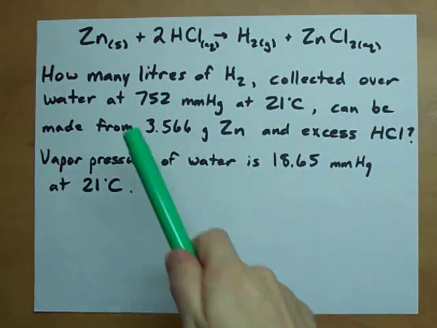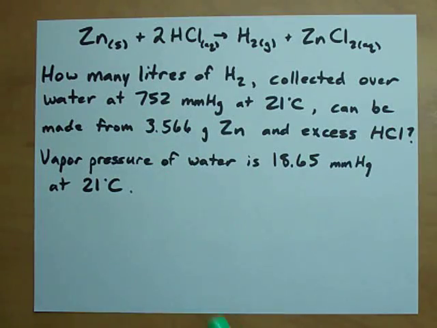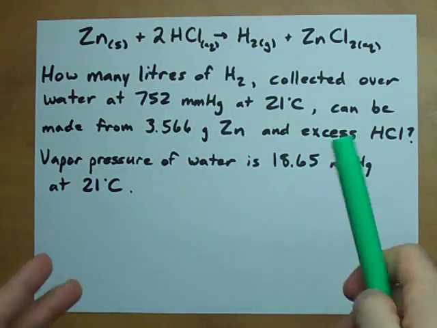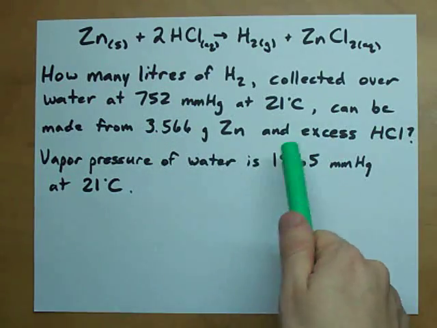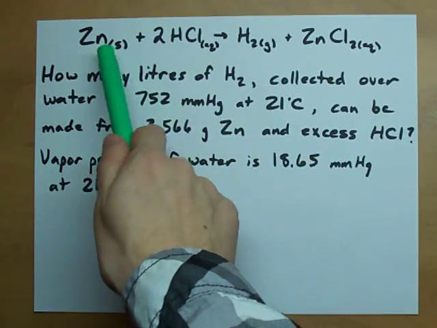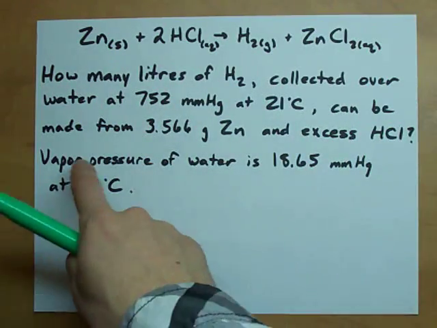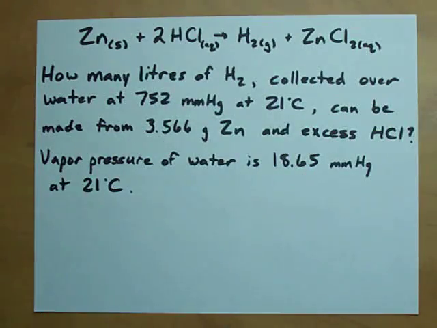Hey guys, how many liters of hydrogen can you collect over water at 752 millimeters of mercury at 21 degrees Celsius if you react 3.566 grams of zinc in excess hydrochloric acid according to this reaction? They tell you that the vapor pressure of water is 18.65 millimeters of mercury at that same temperature.